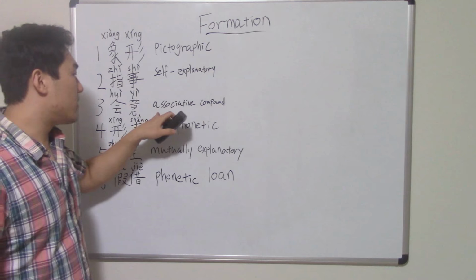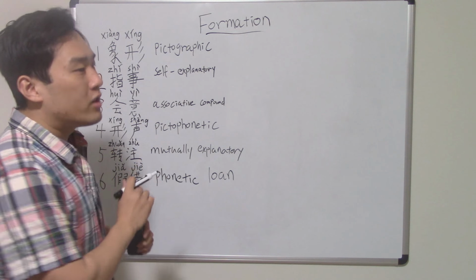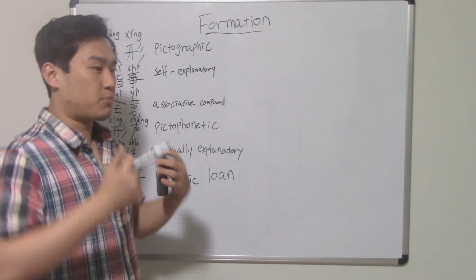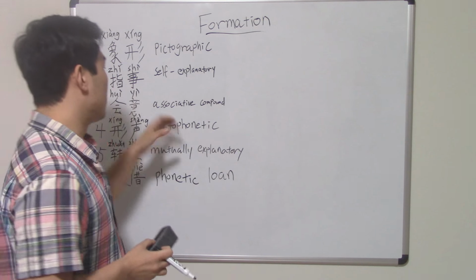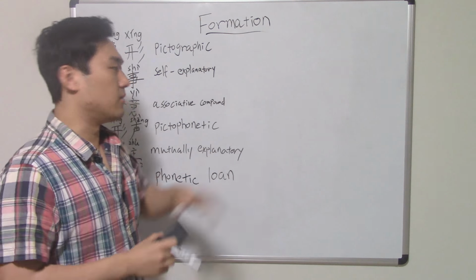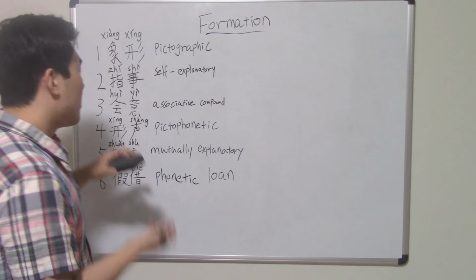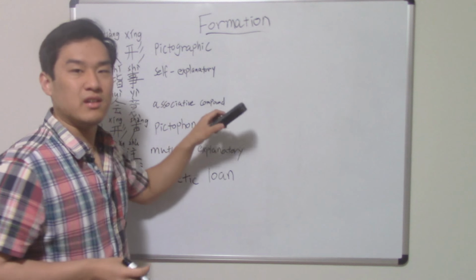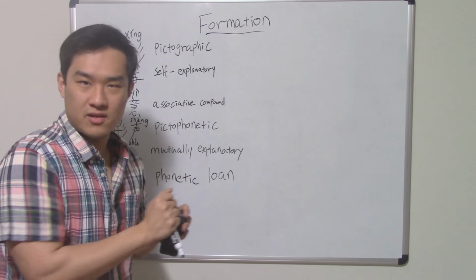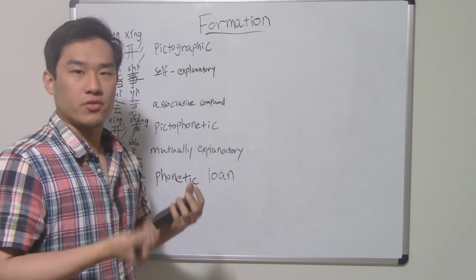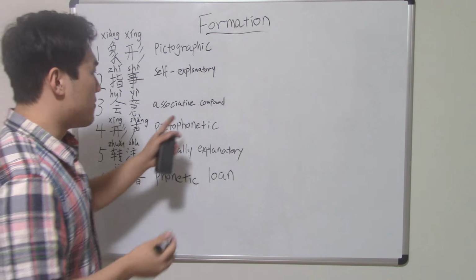And the third one here will be associative compound. So what does this mean? That means, what if we have a word or expression that is not really an object, or you can't really see it just by drawing it? Then how can we express that? That's when we use associative compound. It's like you put two pictures together and they have the same kind of feature or similarity. To give an example here, the word 名.